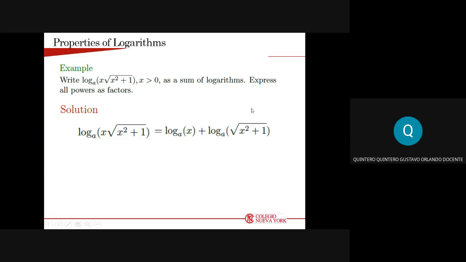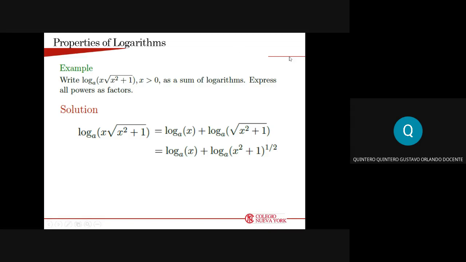Because in case you don't remember, I'll tell you right now, you can change roots into exponents. You can transform roots into exponentials. And how? Like this. The root goes to the corner as an exponent and becomes the exponent 1/2. All right. So now we have the logarithm base a of x plus the logarithm base a of x squared plus 1 to the 1/2 power.